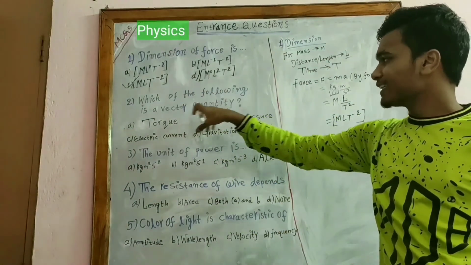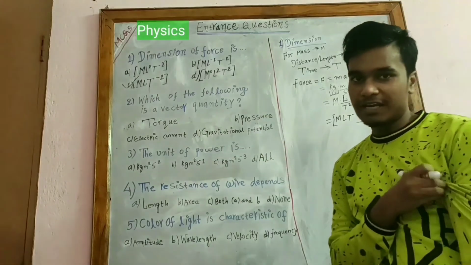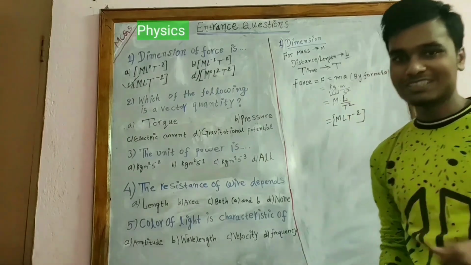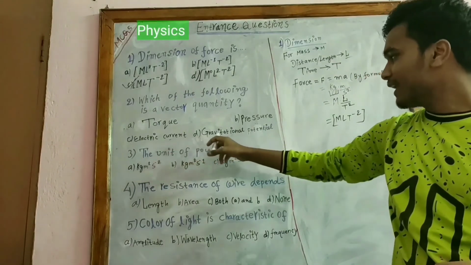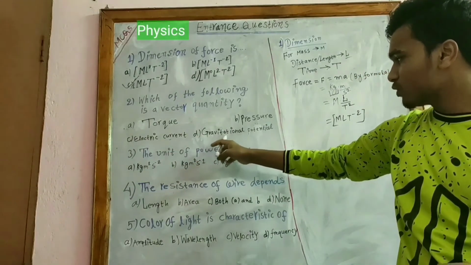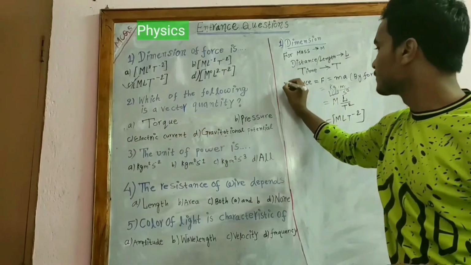Which one of the following is a vector quantity? Pressure equals to F by A, that is equals to force by area, which is scalar quantity. Electric current does not follow vector rule, and this is scalar. Gravitational potential is scalar quantity. Therefore torque is vector quantity.